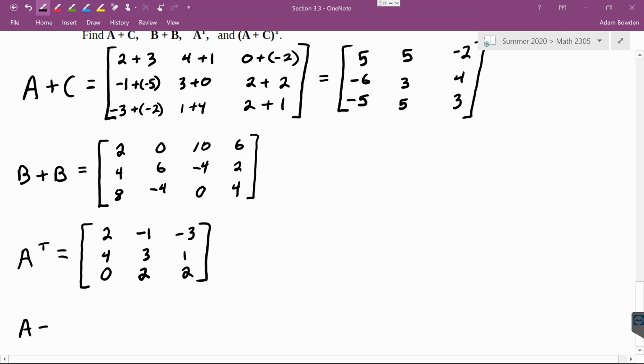If you'd like to give this a practice shot, you can pause the video here and see if you can take A plus C that we found and transpose that matrix. Let's see, the transpose matrix here would go 5, 5, negative 2 down the first column, negative 6, 3, 4 down the second column, negative 5, 5, 3 down the third column.